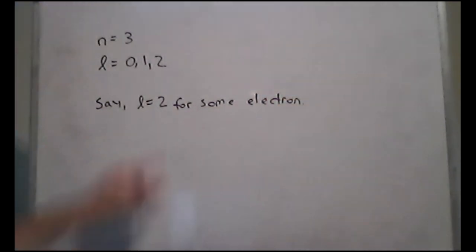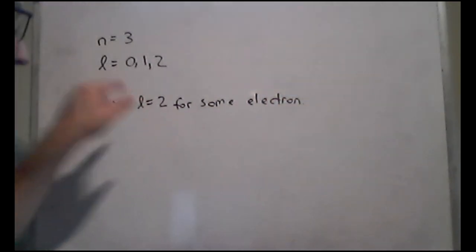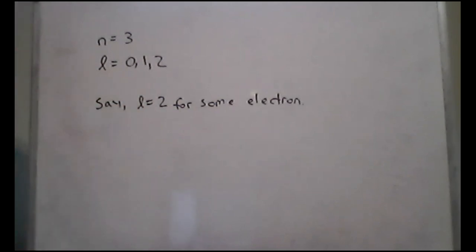It would be said that the electron is in the L equals 2 orbital, or we're going to call it a subshell. I'll talk about shells and subshells in a minute. What would its angular momentum be? Well, I would figure it out like this.